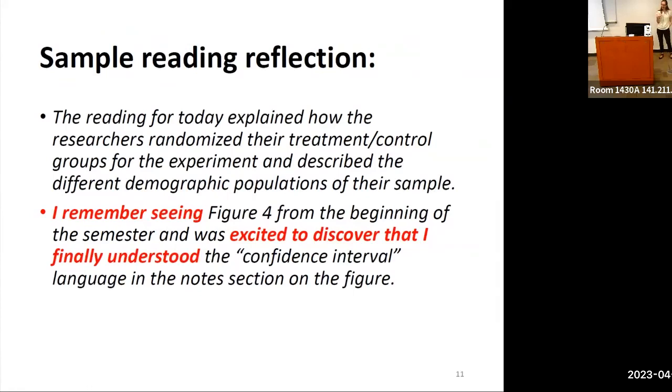And in red, I've added my own emphasis, things that I thought were cool about these reflections. So this person first describes actually about the Donarski paper, how the researchers randomized treatment and control status and how that allows them to do whatever, blah, blah, blah. And first the student notes, I remember seeing a figure from this paper at the beginning of the semester, and I'm excited to discover that now I understand it.